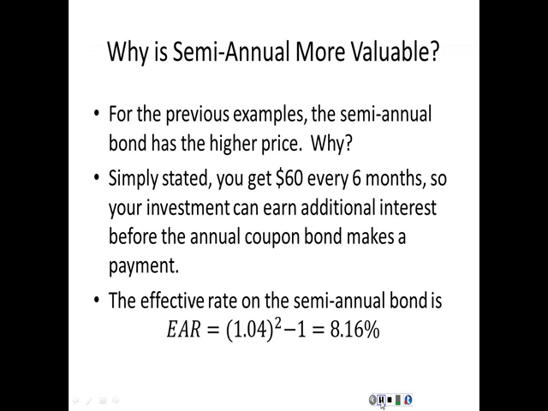We can calculate an effective rate on the bond. You just take your 4% you get every 6 months. Remember how we do an EAR. We take 1 plus the periodic rate, raised to the m, minus 1. Well, here we'd say 1 plus 4%, and we'd square it because there's 2 6-month periods in a year. So 8.16% is the effective rate.